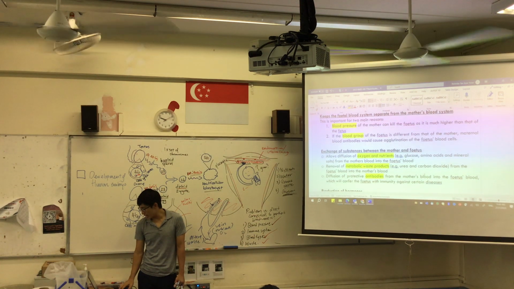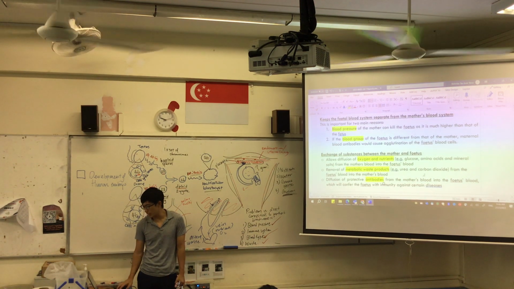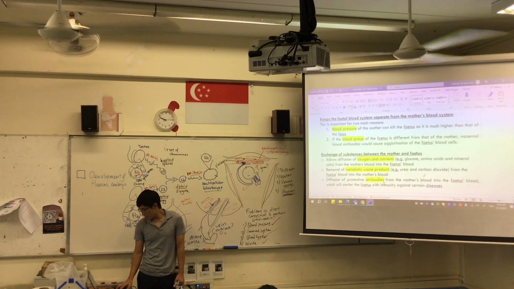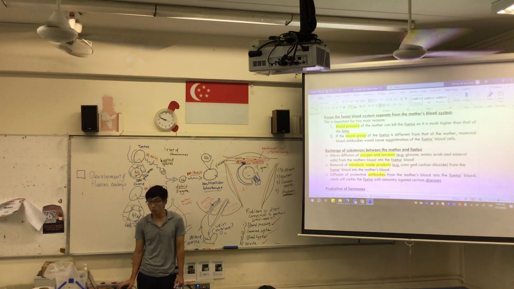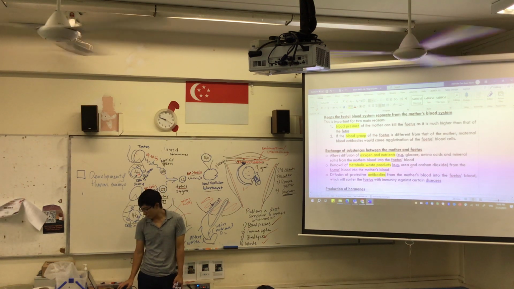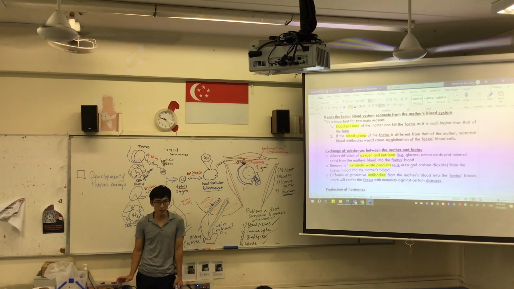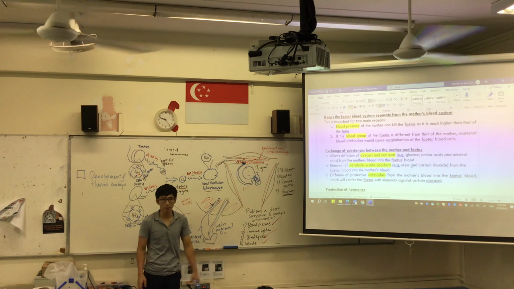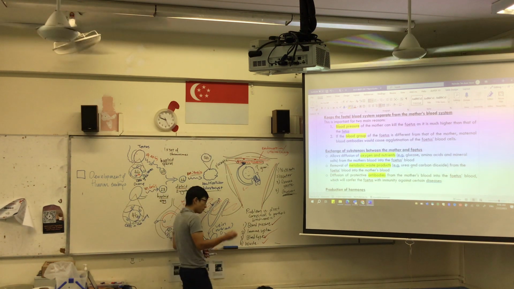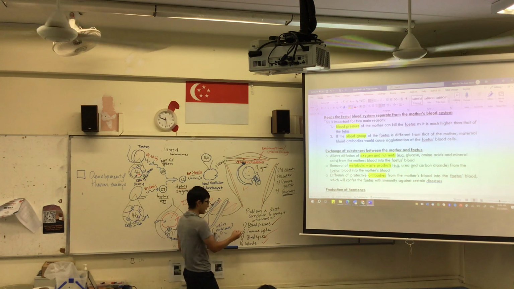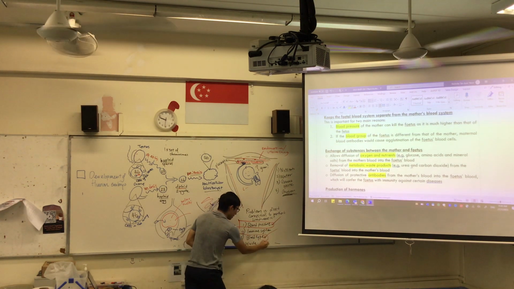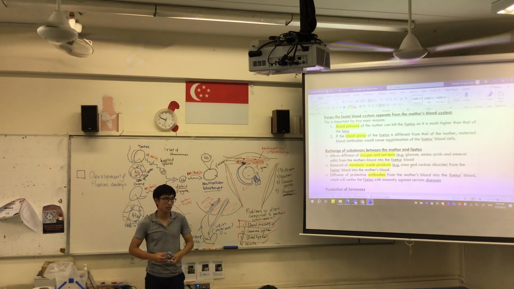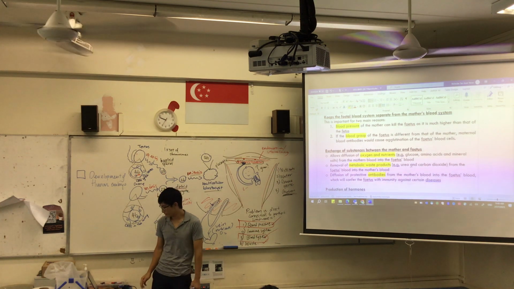So as a student, I expect you to know these two underlying pillars: how we get our nutrients, how we get rid of our waste products, and why we need a placenta. For the very reason that we really cannot have a direct connection. If we ever ask you why you cannot directly connect up, I would like you to focus on blood pressure and blood type. These two are the more serious reasons why we cannot directly connect.